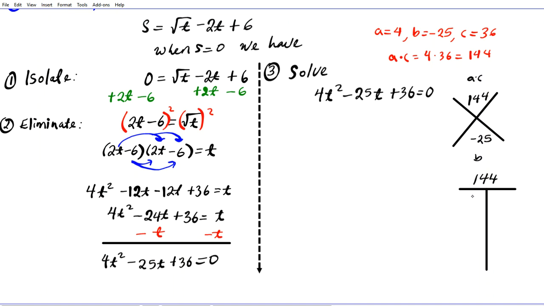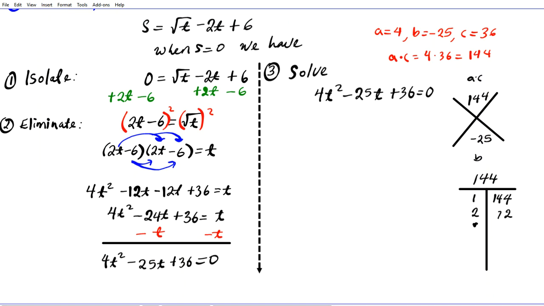Okay, so we're looking for a combination of numbers that multiply to yield 144 and whose sum is 25. Let's start from the beginning. 1 times 144 is 144. This combination gives 145 or 143. Nowhere near what we want. 2 goes into 144 since it's an even number, 72 times. This combination yields 74 or 70.